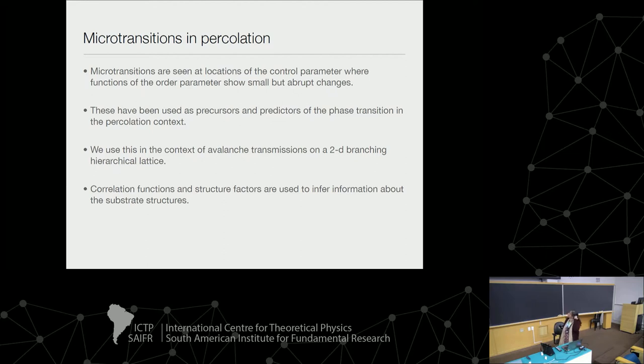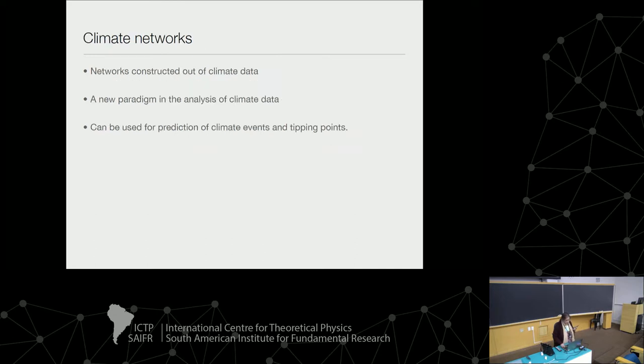Remember that I'm also going to talk about microtransitions. Microtransitions were first seen in the context of percolation. This is a fairly recent result, around 2013 or so. A number of people, Susan Nagler and others, had seen these microtransitions in percolation networks. Essentially, these are seen at locations of the control parameter where functions of the order parameter show small but abrupt changes, and these changes accumulate at the actual phase transition. We are going to use this not in the percolation context but in this branching hierarchical lattice, which I'm going to define in a minute. I'm going to use this for avalanche transmission, and also for climate networks. I postpone this discussion.